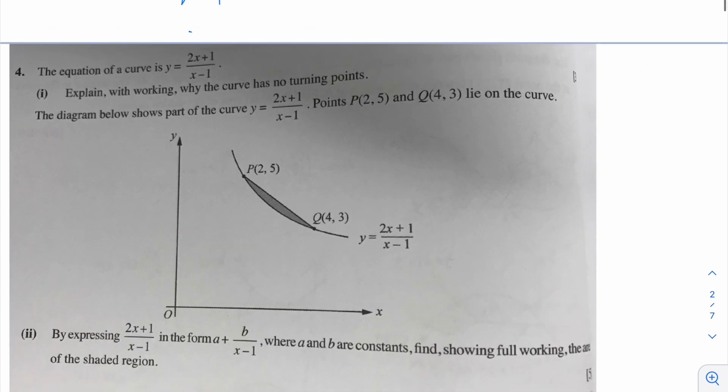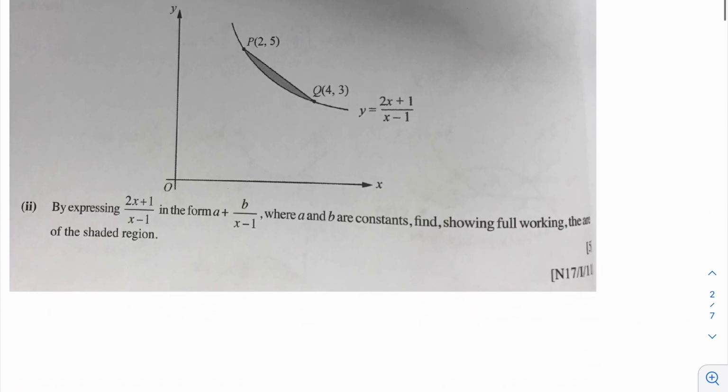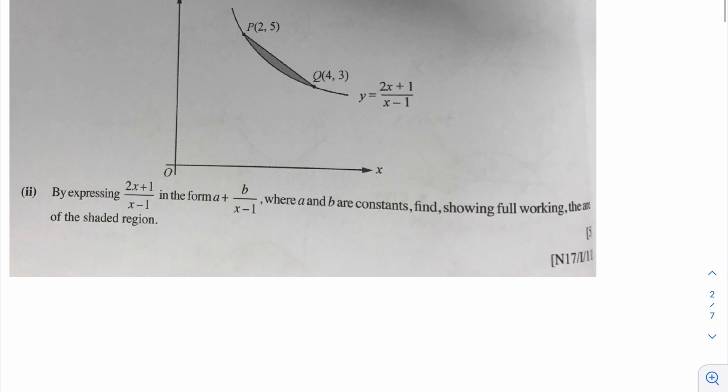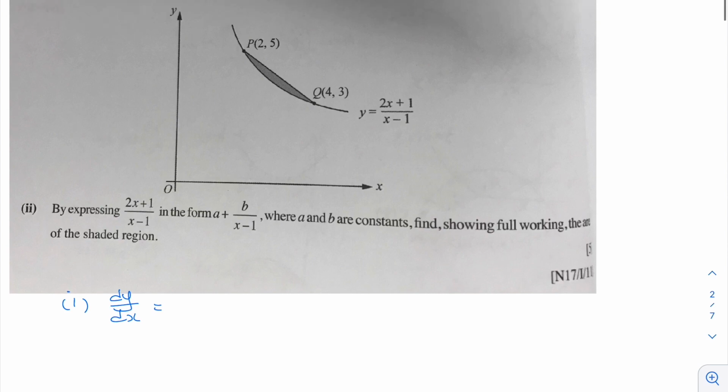Okay, next question. Question 4. The equation of a curve is given. Explain with working why the curve has no turning points. So we know that at a turning point the first derivative is 0. So we have to prove that dy/dx cannot be 0. So we take the first derivative. If we can prove that dy/dx is not 0, then we can show that this curve has no turning point.